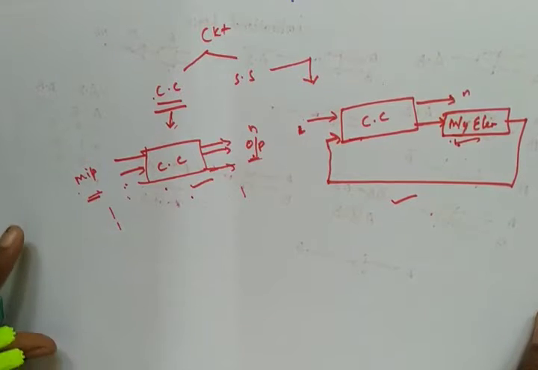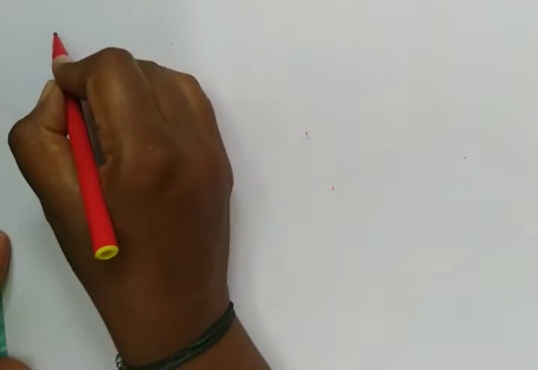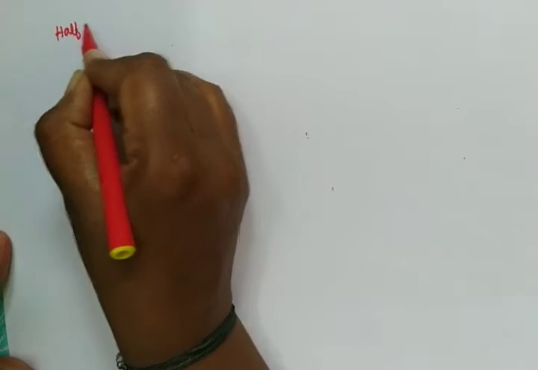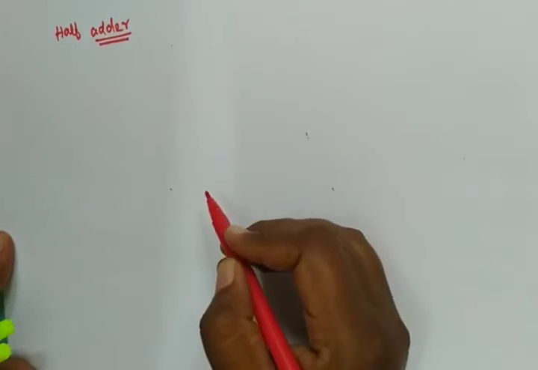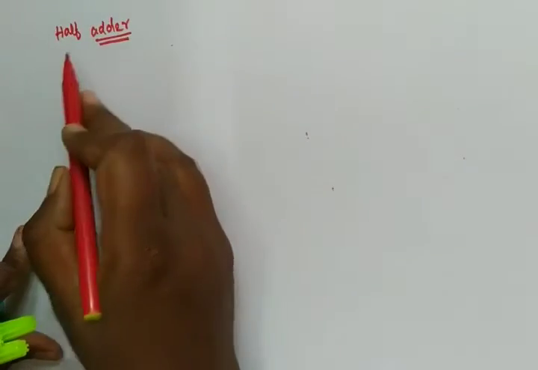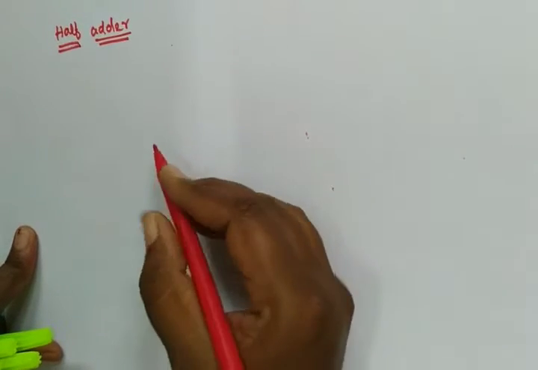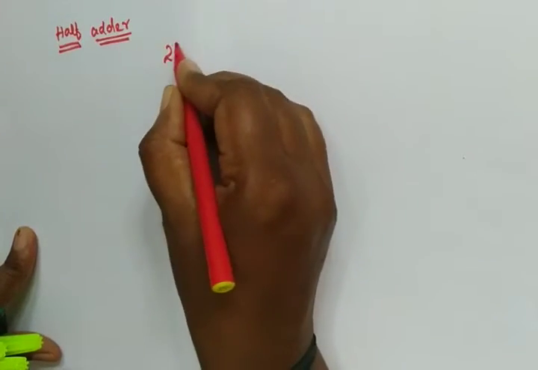And now we are going to see the combinational circuits. They do not require any memory element. The first one is the half adder. So what is meant by a half adder? What is an adder? It is going to add something. What is this half adder? If it is a half adder, it adds 2 bits.